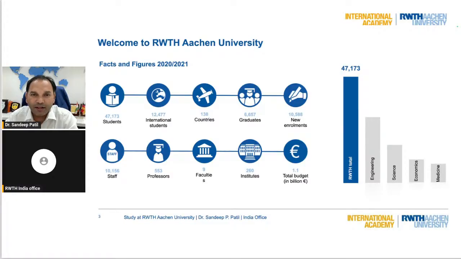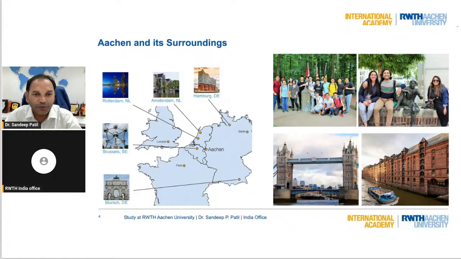Among all the students, most are in the engineering disciplines, more than 60%, and the remaining are in science, economics, and medicine. Okay, so where is Aachen?